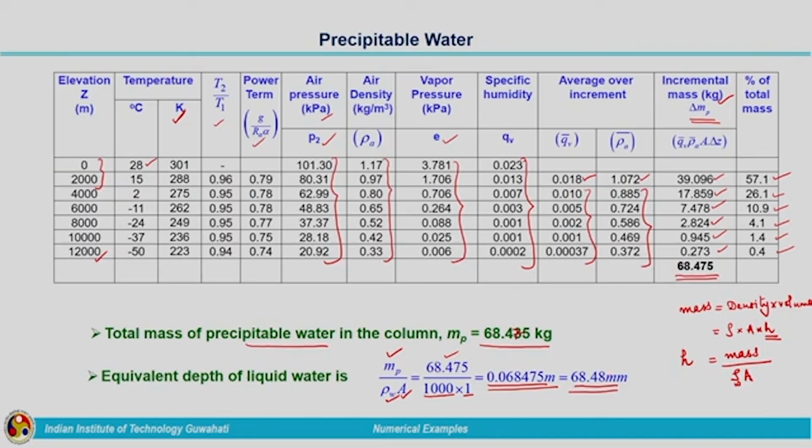So, in any unit, if it is asked in the question, you can calculate that. So, here it is 68.48 millimeter for these given atmospheric parameters. So, here I am winding up now.